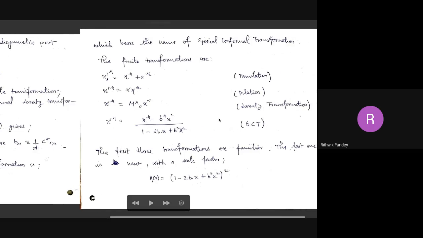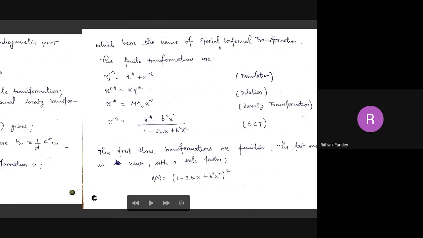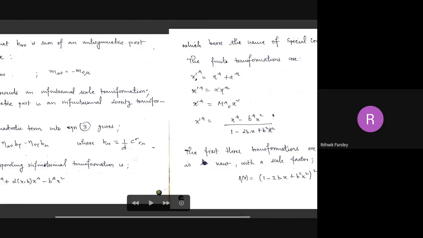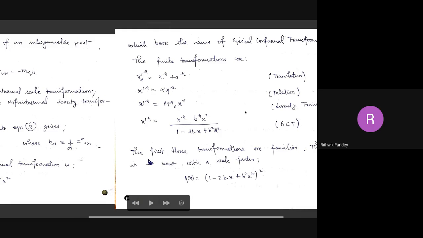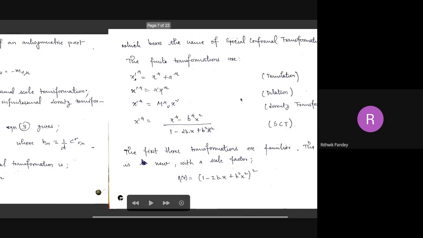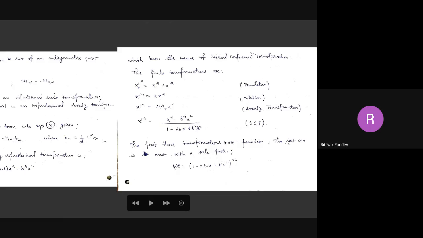This transformation bears the name of special conformal transformation. From these infinitesimal transformations, we can generate the finite transformations. So translation is x mu plus a mu, dilation is alpha x mu, and this is the Lorentz transformation. And the SCT, this is the infinitesimal form. SCT can easily be derived from this. A quick way to check this is, if this is a finite transformation and suppose b is very small, we can use the binomial expansion in the denominator and expand it to easily recover the previous infinitesimal transformation that we derived. So the first three transformations are familiar. The last one is new.